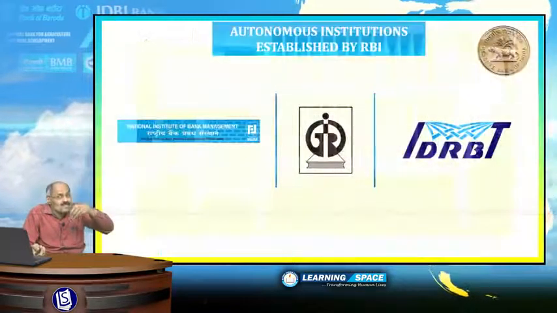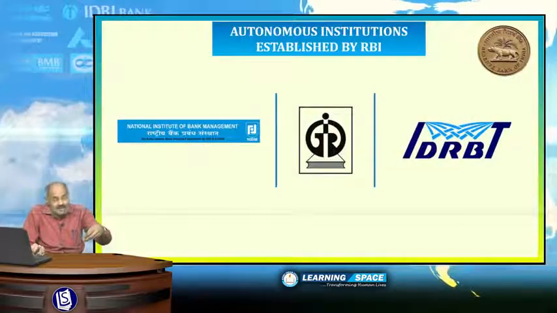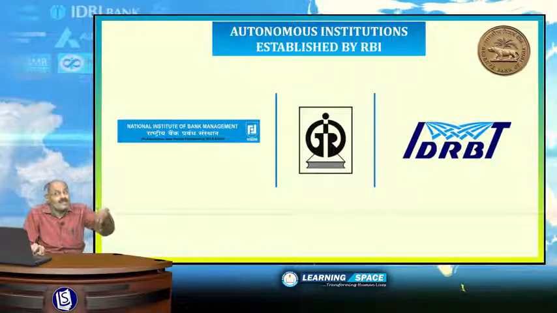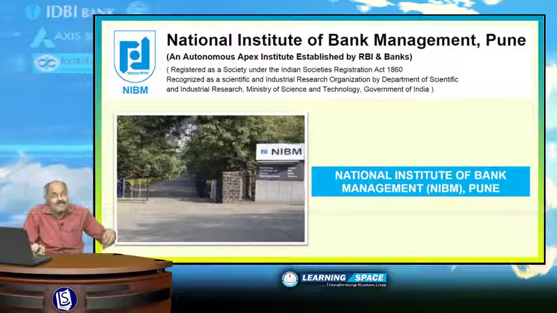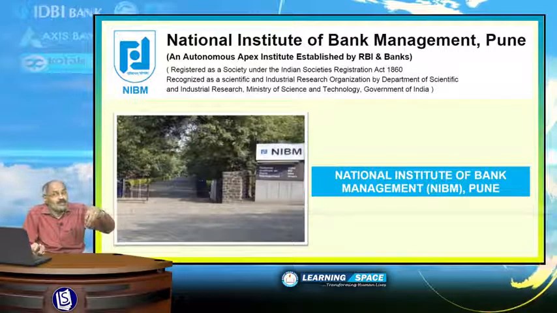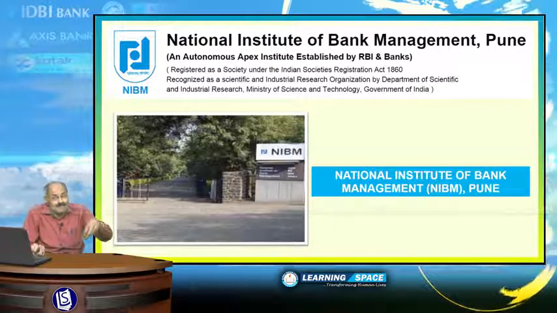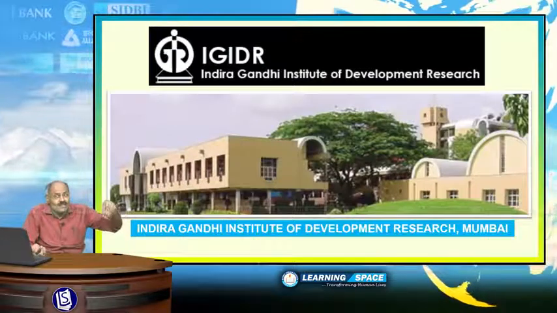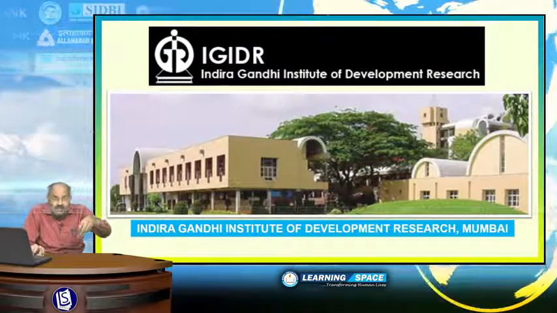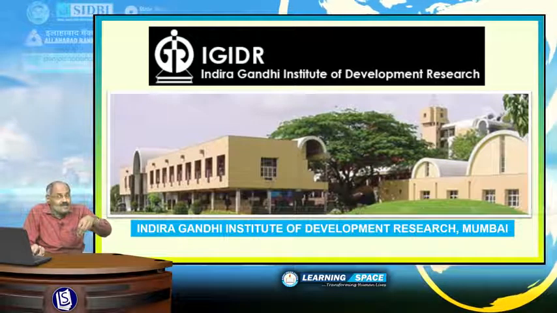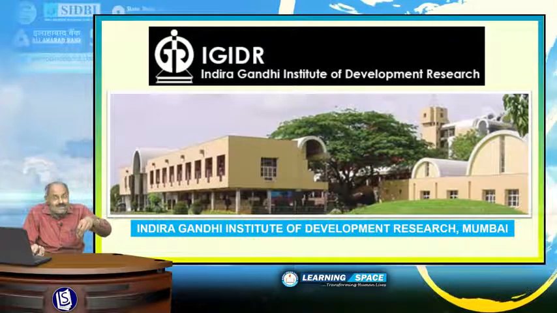And last, please look at the autonomous institutions established by the Reserve Bank of India. The first one is the National Institute of Bank Management, Pune. This is an autonomous institute established by the Reserve Bank of India and other banks. Then for research purposes, the Indira Gandhi Institute of Development Research was established with headquarters at Mumbai. These are autonomous institutions but established by the Reserve Bank of India.